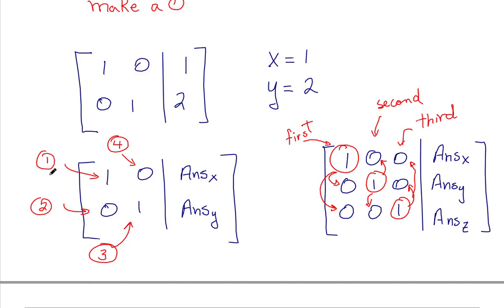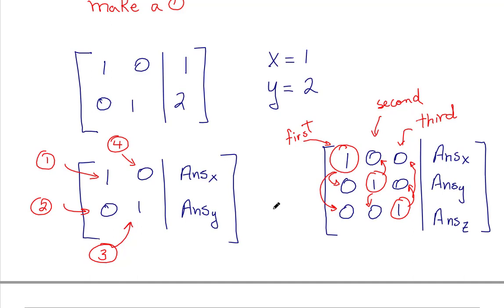So the general plan is get a 1 first. Use the 1 to make a 0 second. Get a 1. Use the 1 to make a 0 last. And hopefully we'll get the answer for x and the answer for y on the right.